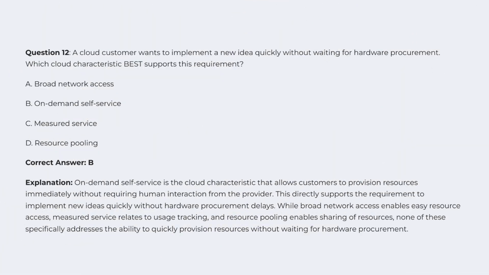Correct answer: B. Explanation. On-demand self-service is the cloud characteristic that allows customers to provision resources immediately, without requiring human interaction from the provider. This directly supports the requirement to implement new ideas quickly, without hardware procurement delays. While broad network access enables easy resource access, measured service relates to usage tracking, and resource pooling enables sharing of resources. None of these specifically addresses the ability to quickly provision resources without waiting for hardware procurement.